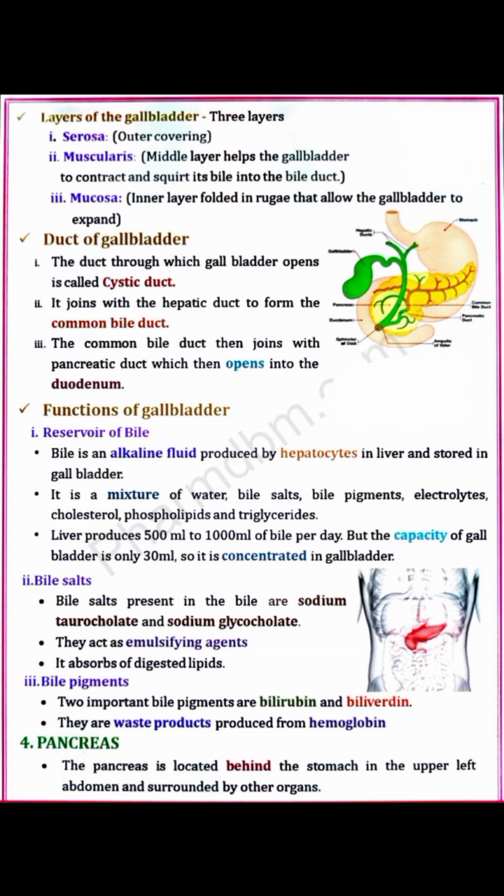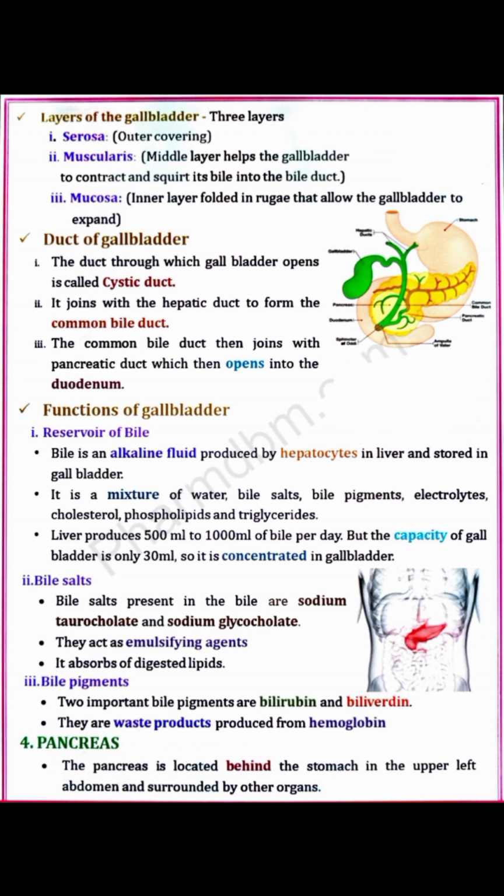Second one, bile salts. Bile salts present in the bile are sodium taurocholate and sodium glycocholate. They act as an emulsifying agent. They help absorb digested lipids. Third one, bile pigments. Two important bile pigments are bilirubin and biliverdin. They are waste products produced from hemoglobin.